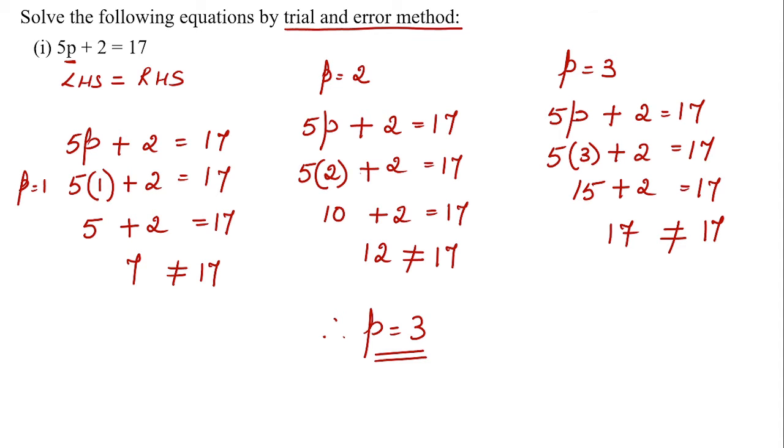Let us solve the second problem. Now here we need to find the value of m. So let us take the value of m is equal to 1. Now here also it is trial and error method. So the given equation is 3m minus 14 is equal to 4. Let us equate m is equal to 1.